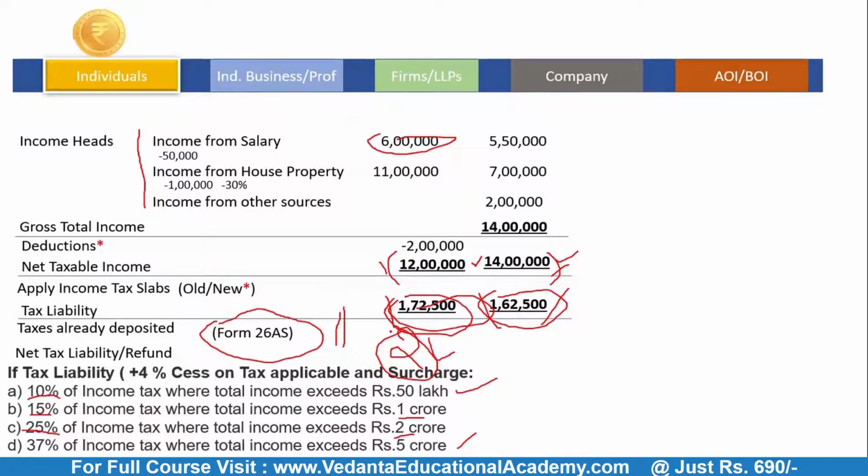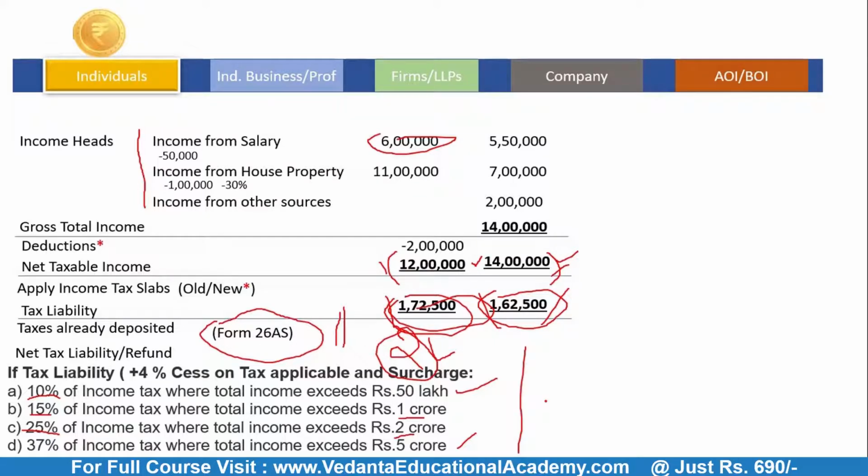tin.nsdl.com, Tax Information Network, NSDL, National Securities Depository Limited. There you need to go to e-payment and pay online, and you need to complete the payment by selecting challan number 280 as self-assessment tax.